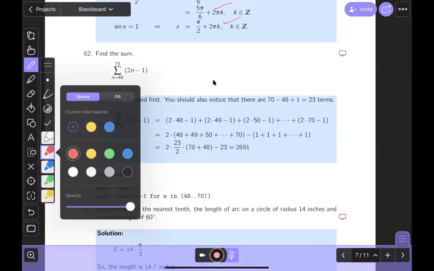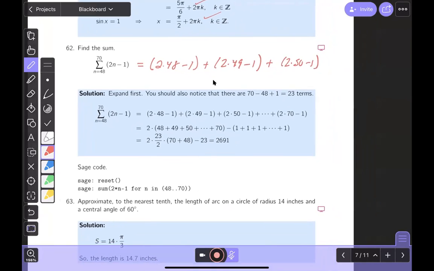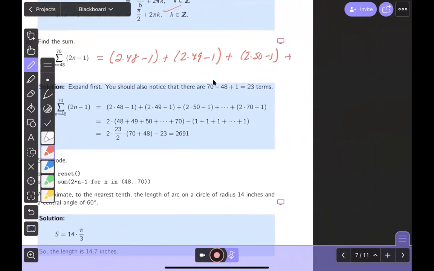As I do that, I'll write one term down at a time. So it's going to be 2 times 48 minus 1, plus 2 times 49 minus 1, plus 2 times 50 minus 1. I think you get the idea what I'm doing, right? Plus yada, yada, yada. What would the last term be? 2 times 70 minus 1.